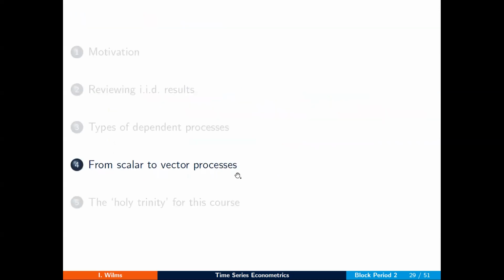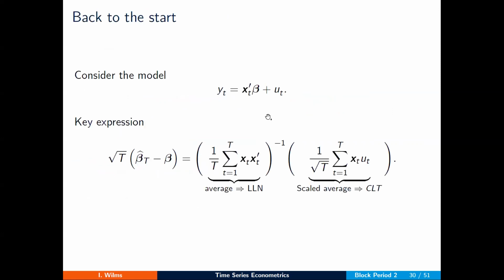The last part that I still want to address in this video concerns the extension of our results from the scalar to the vector case. And remember that I started these slides over here with a very simple regression model, and that we arrived at this key expression. Now, we've seen that the law of large numbers and central limit theorem are available for dependent processes, but until now, we only dealt with the scalar case. But now, we need to deal here with vectors and matrices.